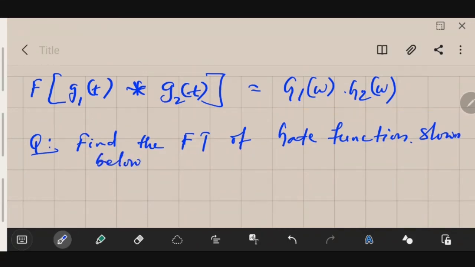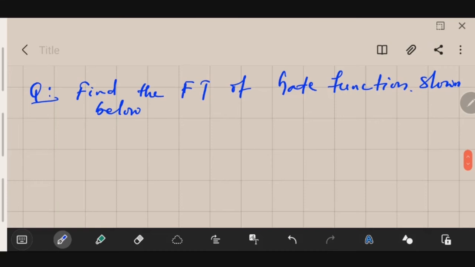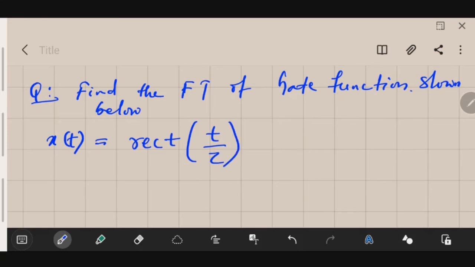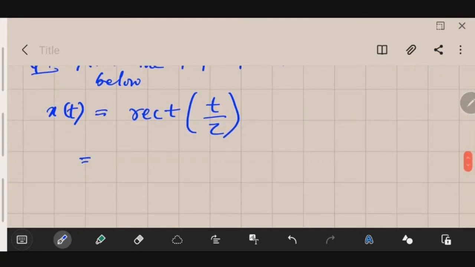A gate function is given and you have to find the Fourier transform of it. Normally, what is a gate function? Let me explain and then we will do this Fourier transform. A gate function is represented like this: x of t is equal to rect of t by tau. What does this mean? This is equal to 1 for minus tau by 2 less than t less than tau by 2, and it is 0 otherwise.